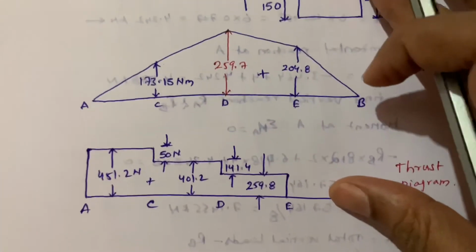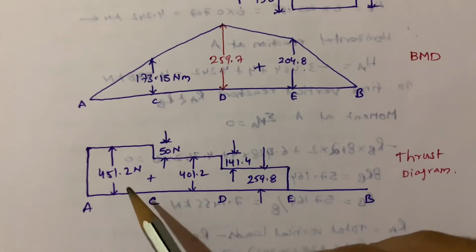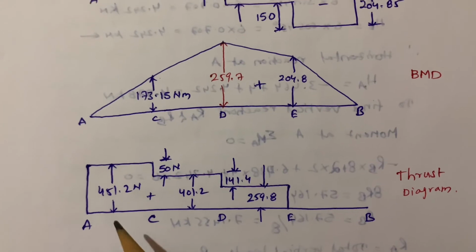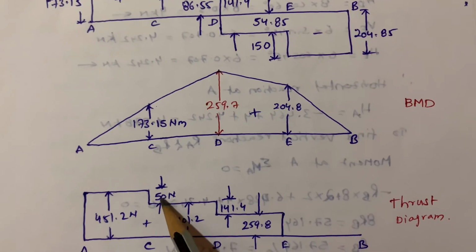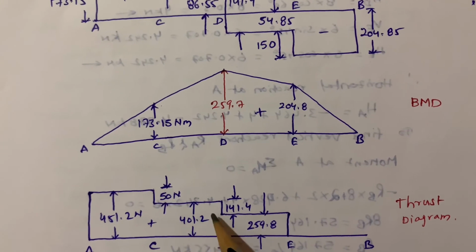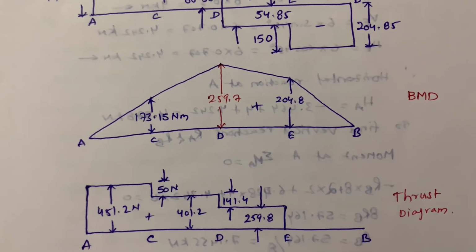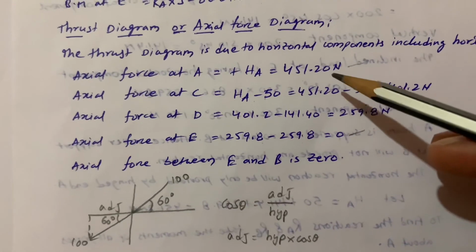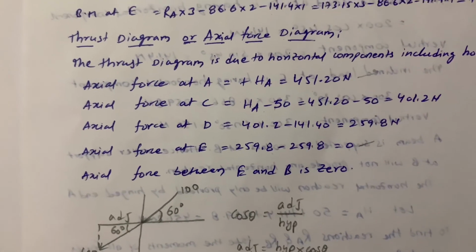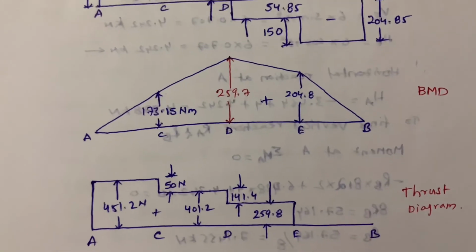And next the thrust diagram, where we represent the horizontal components. 451.2 newtons, and here up to this 50 newtons and 401.2, we got the values. These are all axial forces. Okay, by using this we represent the thrust diagram.